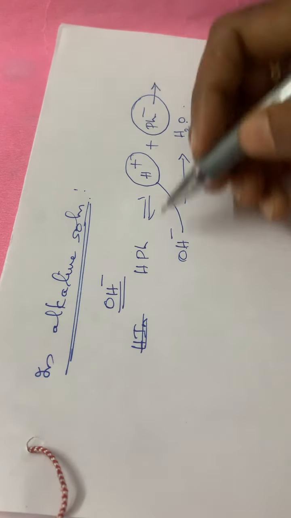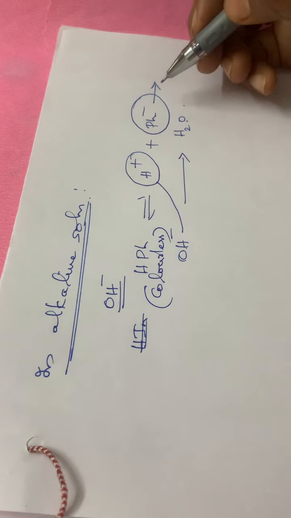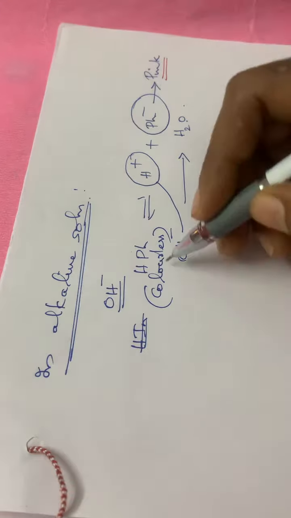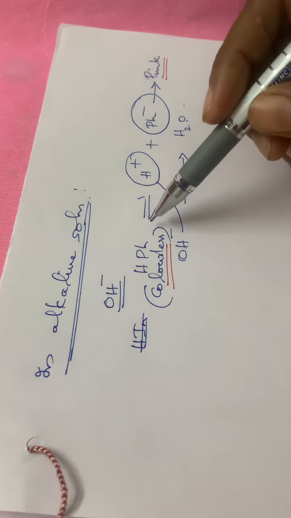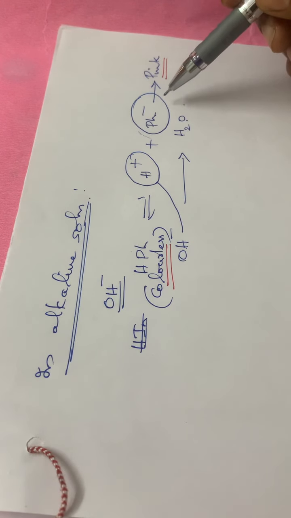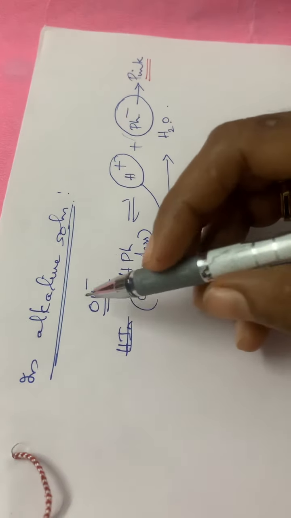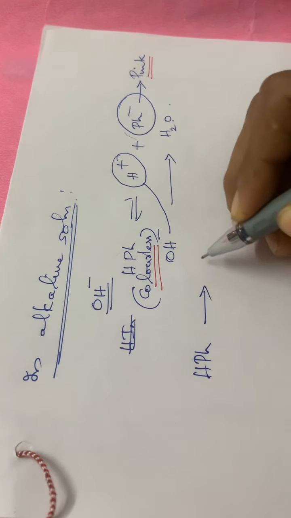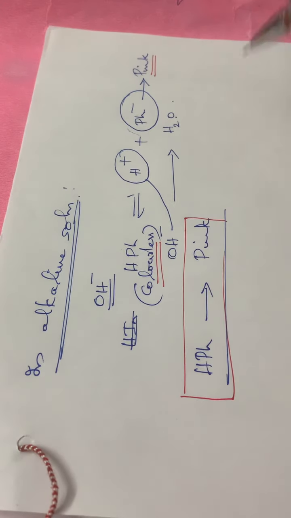Already we have seen that the unionized HPH will be colorless and the ionized pH minus ions will be pink in color. Don't get these two interchanged. This ionized phenolphthalein will have pink color. So the solution will have pH minus and therefore the solution will appear pink in color. So we can say that in an alkaline solution, phenolphthalein will show pink color.